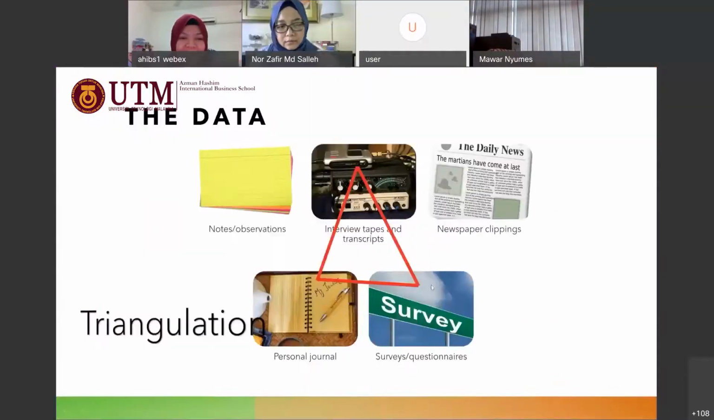That is somewhere doable for mixed method, in terms of quant and qual. If you talk about qual alone, you can have different ways of getting your data, let's say interview, observation, and in observation there are two kinds: non-participant observation and participative observation. Sometimes you also have company reports to support your findings.